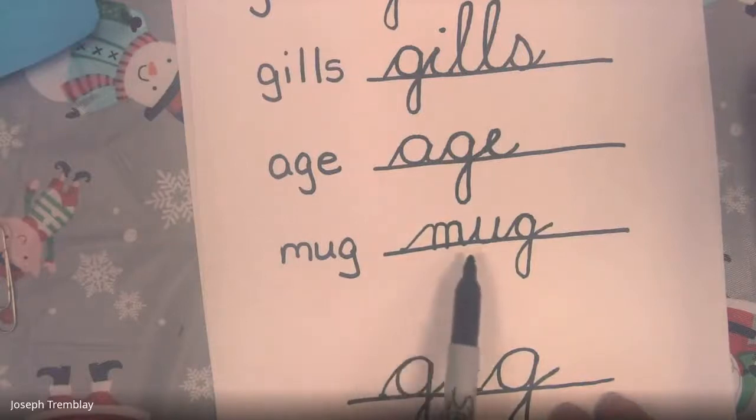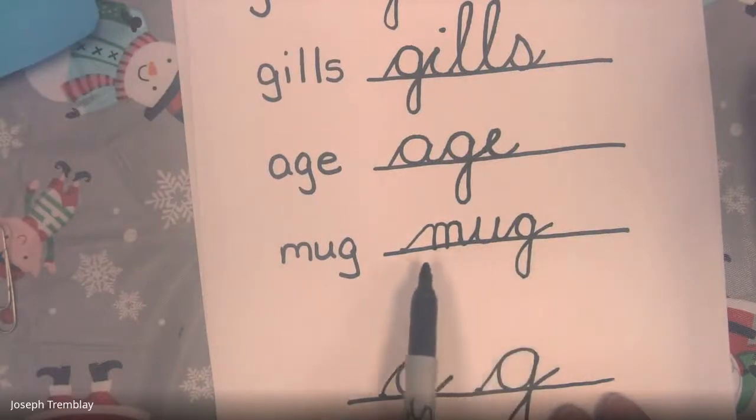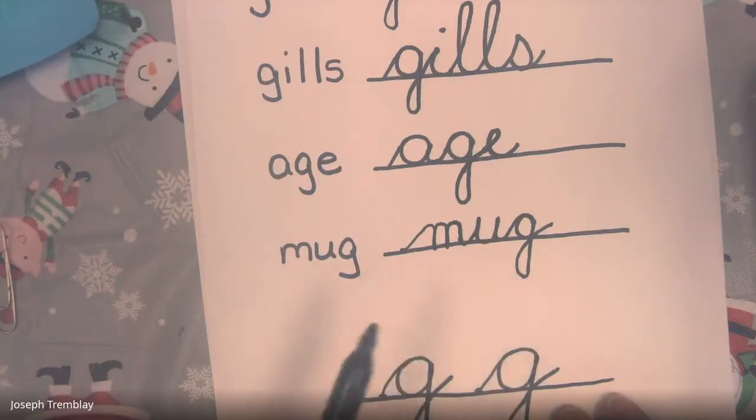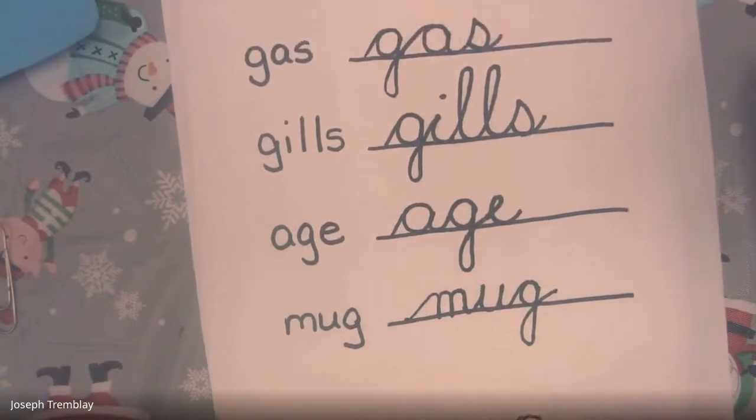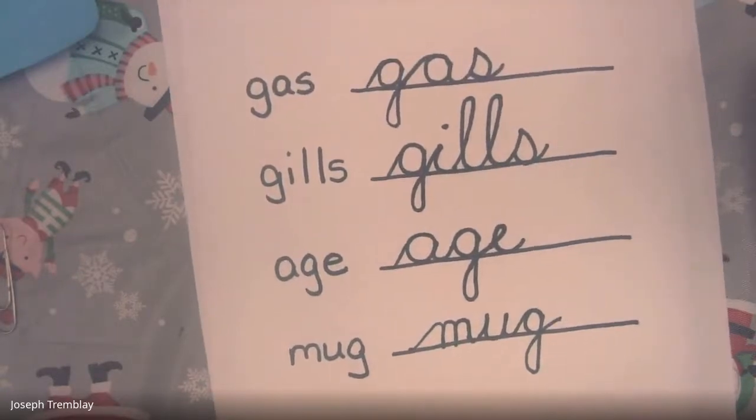Now, make sure you're keeping all your letters on the line. It makes your writing neater. And we want to have as neat of writing as possible. We're going to make it the neatest that we can. So that's how you join your letter G, either at the beginning of the word, or at the end of a word, or even in the middle.